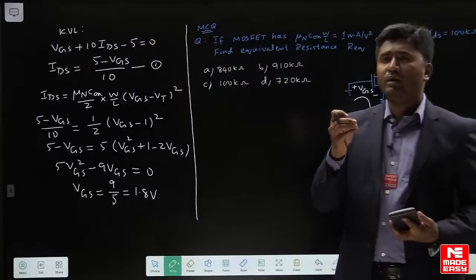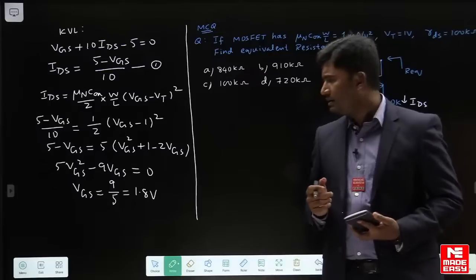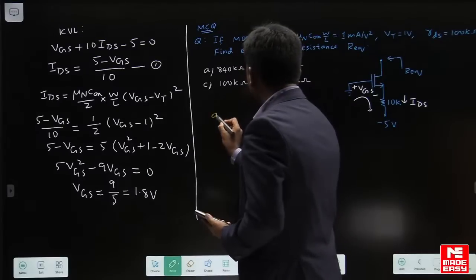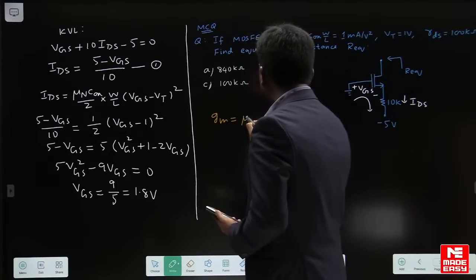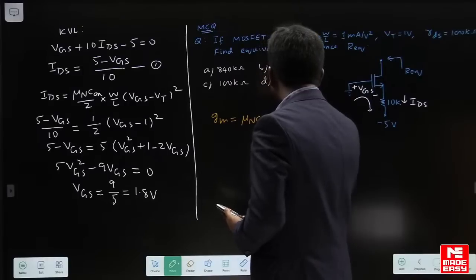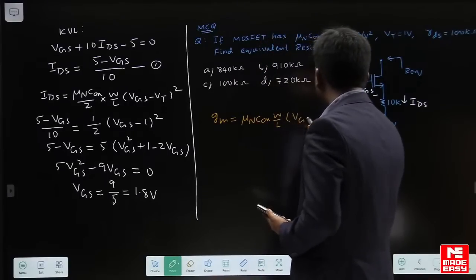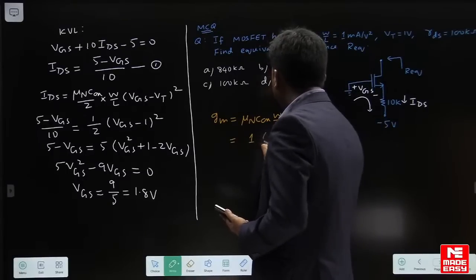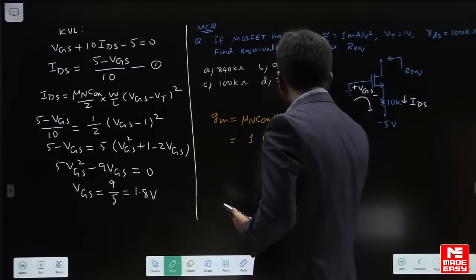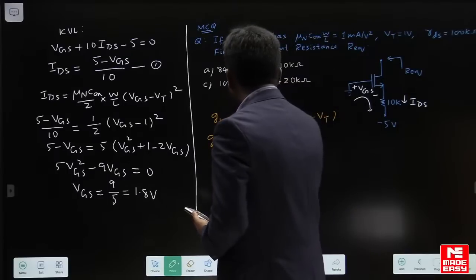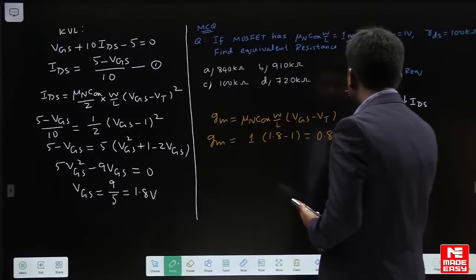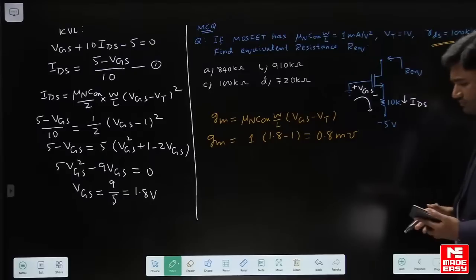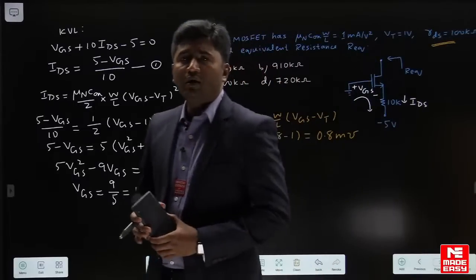The purpose of calculating VGS is to find out transconductance. अब आप transconductance फाइंड करिए. GM is equal to, you know the formula, mu n COX W by L into VGS minus VT. This is 1 milli into 1.8 minus 1. I am getting transconductance equal to 0.8 millimho. Okay, and RDS already given 100K. Now we have to find out R equivalent.